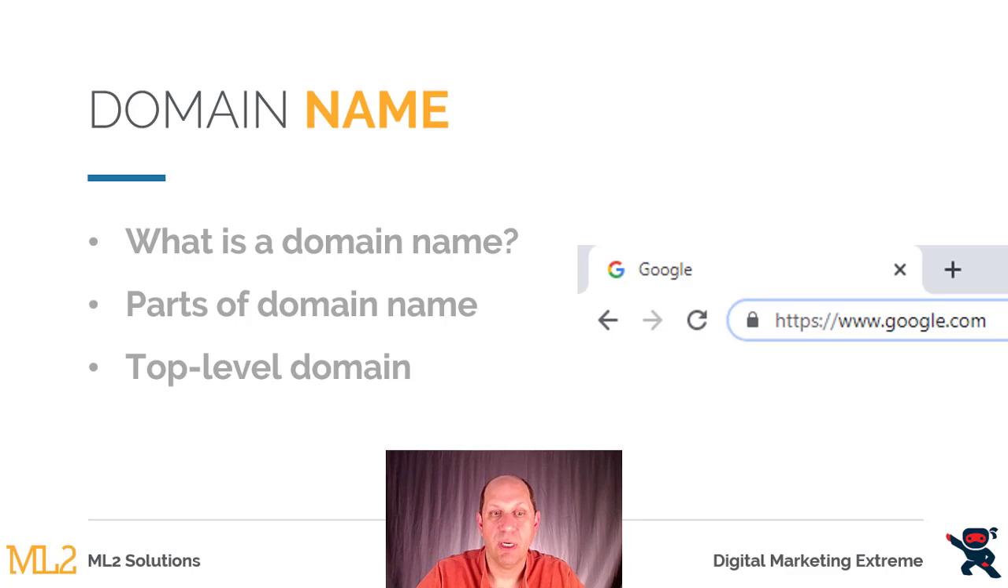.com is actually what's called a top-level domain name. There are many different top-level domains. The ones most people are familiar with are .com, .net, .org, and then there are different ones for specific countries such as .uk or .ca for Canada.